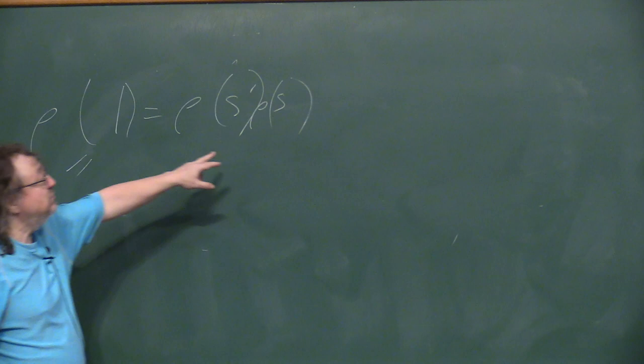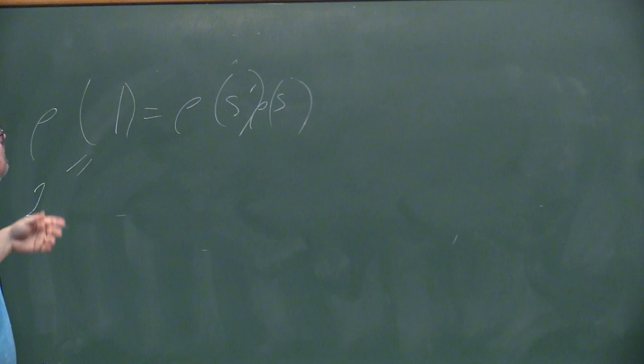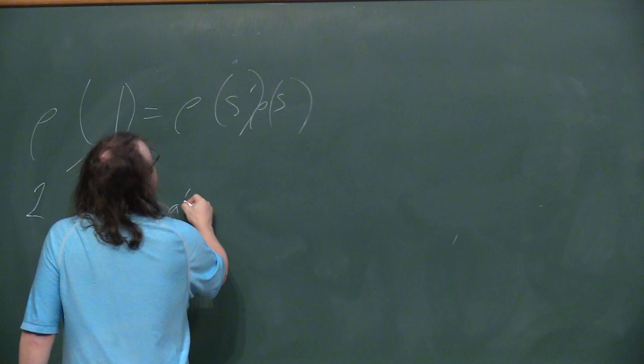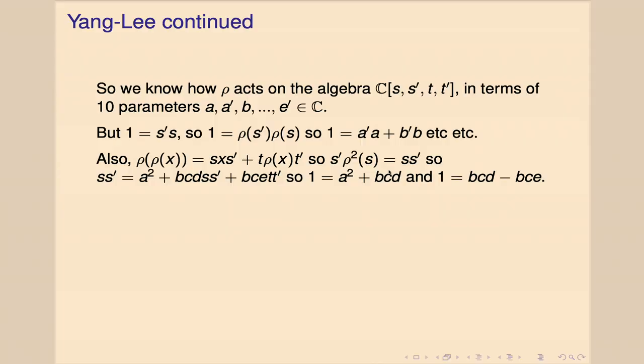But we know what rho of S prime is, and we know what rho of S is, because I wrote it up on a slide that's no longer here. So you can stick it all together, and when you simplify and use the relations that we have, called Cuntz relations, you get this relation. So here's one relation between these 10 things, and similar things. On my slide, I give some other ways you can get relations. If you crank it all out, you get lots of relations involving these 10 numbers, and all of them are fixed.